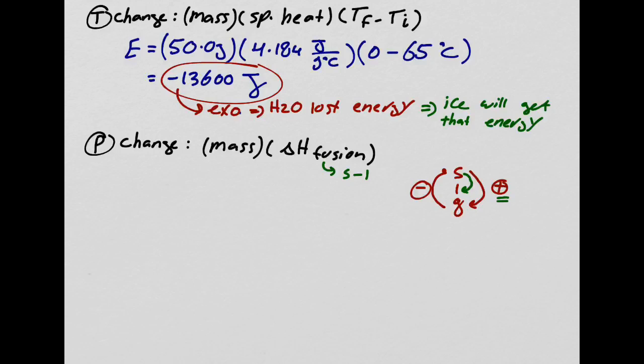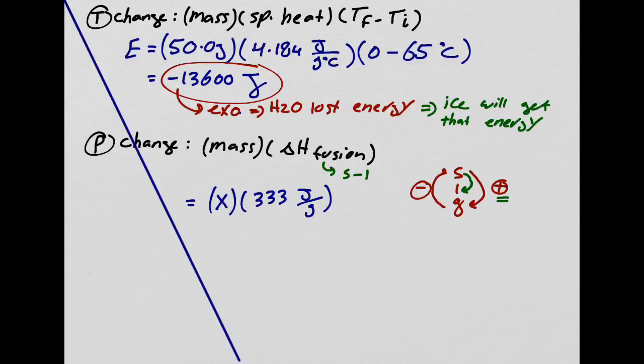Okay. Now here, what is the mass of ice? That's what we're trying to figure out. How much ice do I need to add to my water to go from 65 to 0? The delta H of fusion is 333 joules per gram. Okay. I cannot have two variables. I must have the energy also. Do I have the energy? I do.